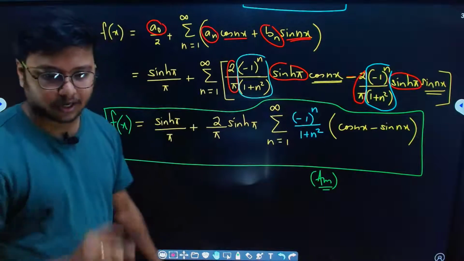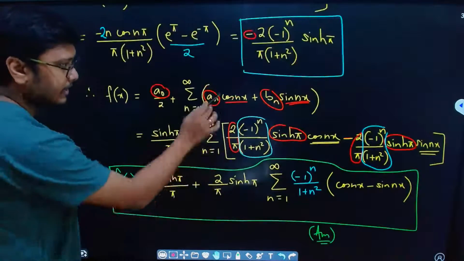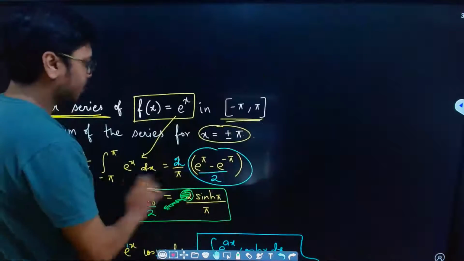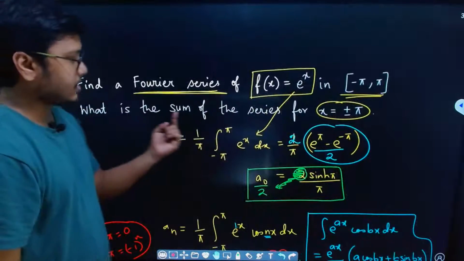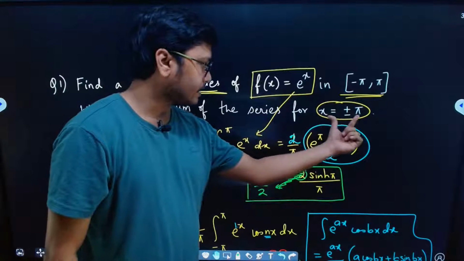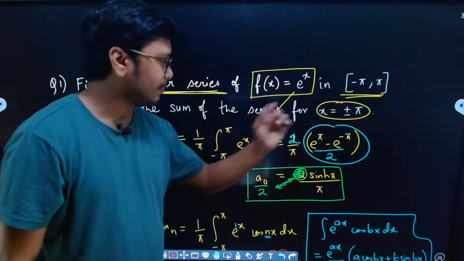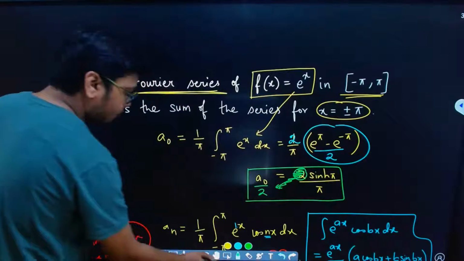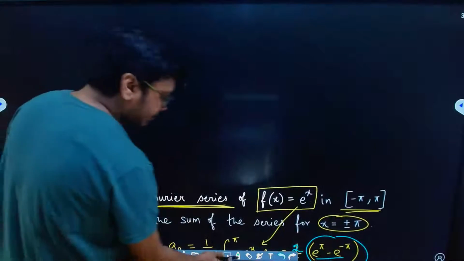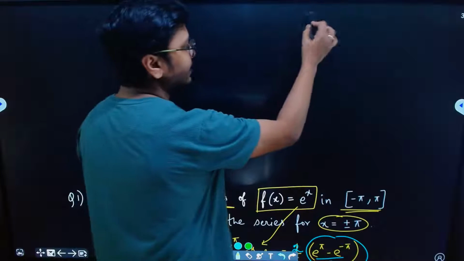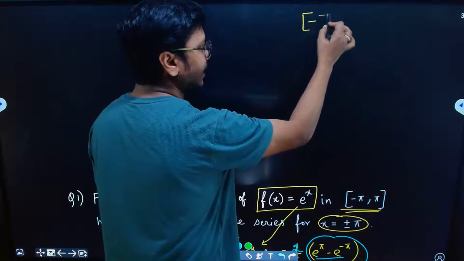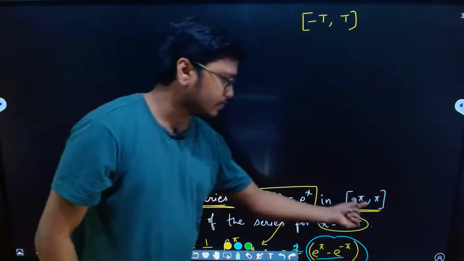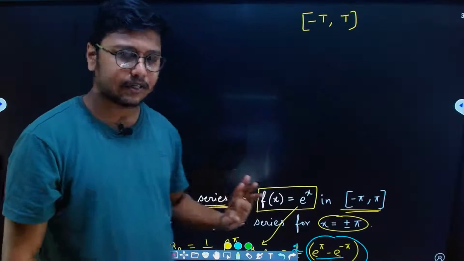All right, continuing from here, there was another extension part. The extension part was, what is the sum of the series for x equals plus minus pi? That means at the end points of the interval. Now there is a small formula for this. Let me go through the formula. Suppose the interval is minus t to t. I'm writing the generalized formula, so if it is pi, you can change the formula accordingly.